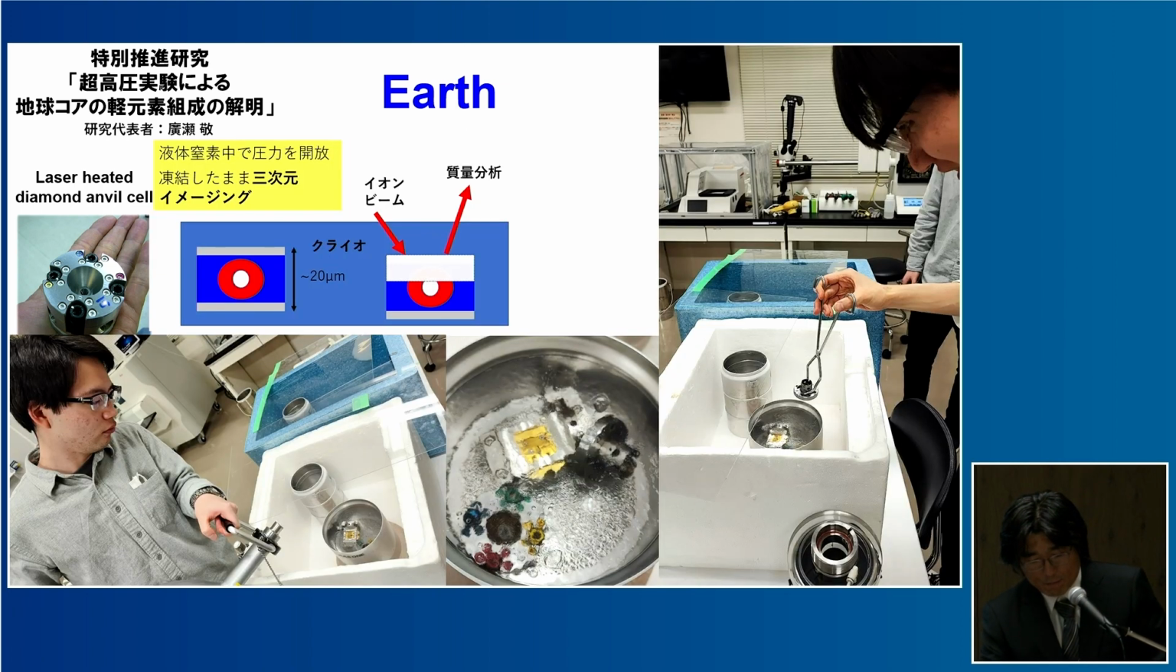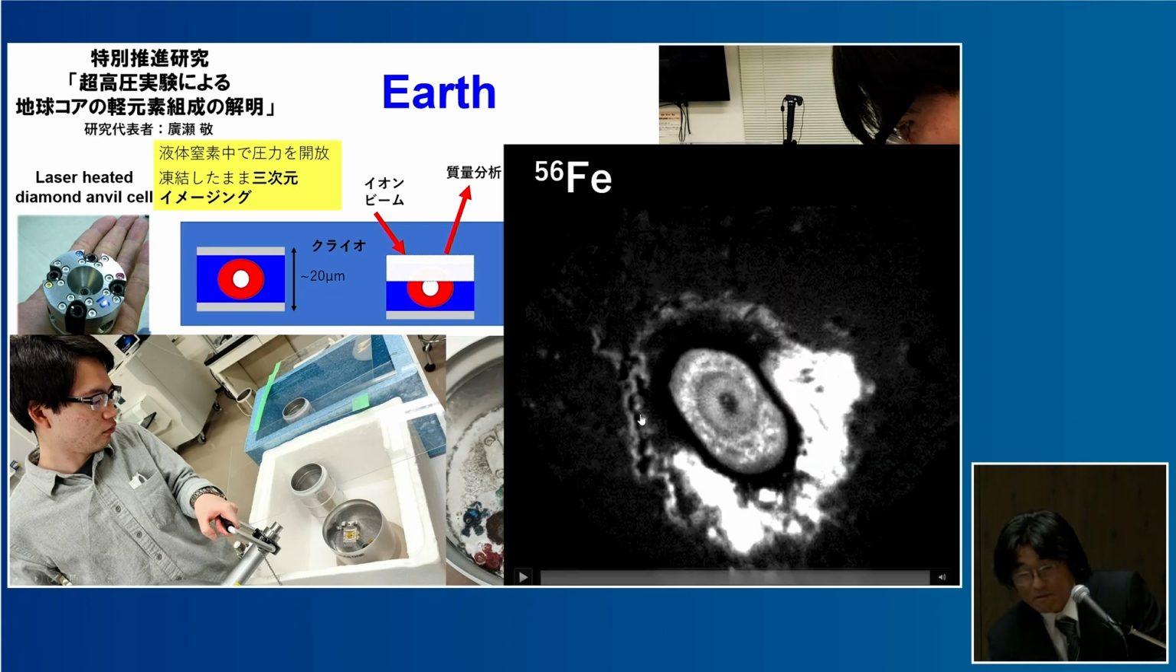So we put the device keeping the pressure. Then we opened this device in liquid nitrogen and picked up the sample. It's 3 millimeters in diameter. Then we put the sample in a cryo holder and measure it three-dimensionally.